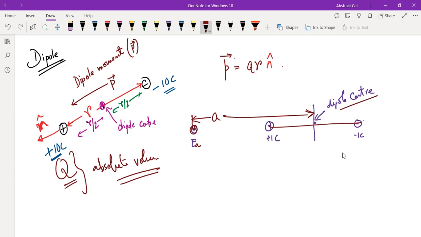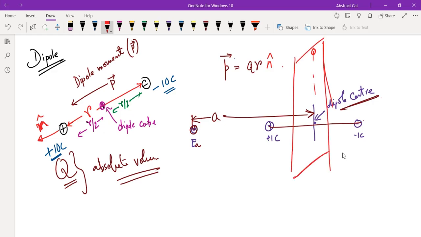Calculate the electric field at point A from the dipole center, or calculate the electric field from the equatorial plane here. That's a plane. So the calculation for dipole is from the dipole center. Another important concept: when a dipole is placed in an external electric field, what will happen? That's a very important concept.